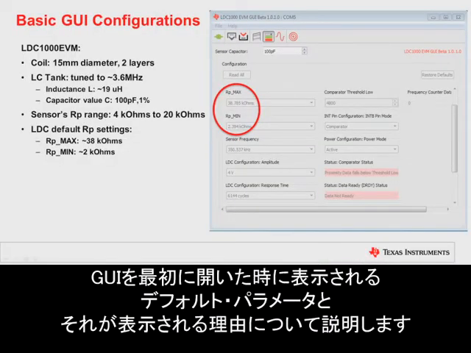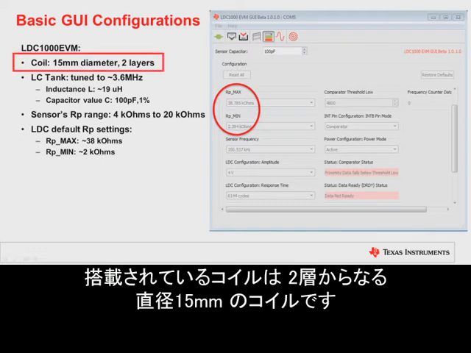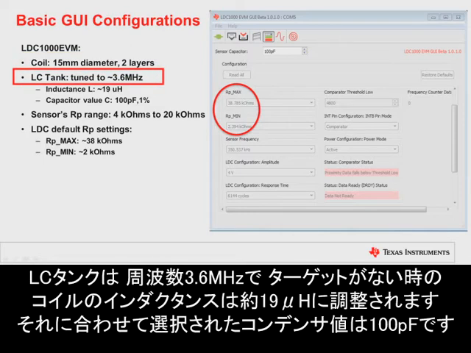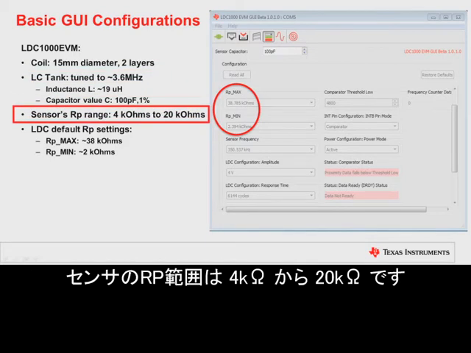On the GUI, when you first open it up, I'd like to go over some default parameters and why they're there. The coil that's mounted on the EVM is a 15mm diameter coil with 2 layers. The LC tank is tuned to a 3.6 megahertz frequency, with the inductance of the coil when no target is present around 19 microhenry, and the capacitor value that's chosen accordingly is 100 picofarad. The sensor's RP range is 4 kiloohms to 20 kiloohms.